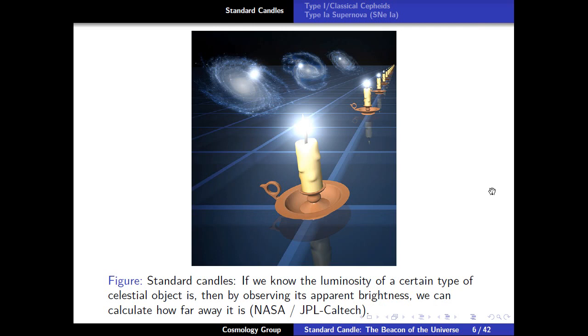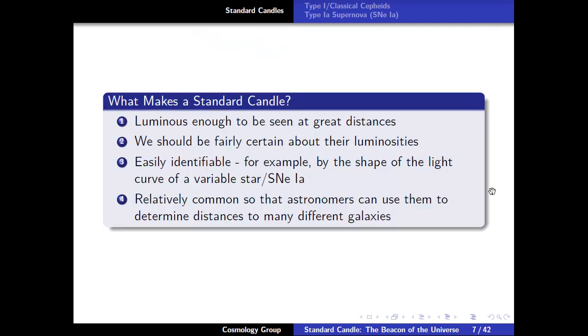This figure shows that if we know the luminosity of a certain type of celestial object, then by observing its apparent brightness, we can calculate its distance. Now, what makes a standard candle? For an astronomical object to be a standard candle, it should be luminous enough to be seen at great distances, and we should be fairly certain about their luminosities. They should be easily identifiable, for example, by the shape of the light curve of a variable star or a type 1a supernova, and they should be relatively common, so that astronomers can use them to determine distances to many different galaxies.